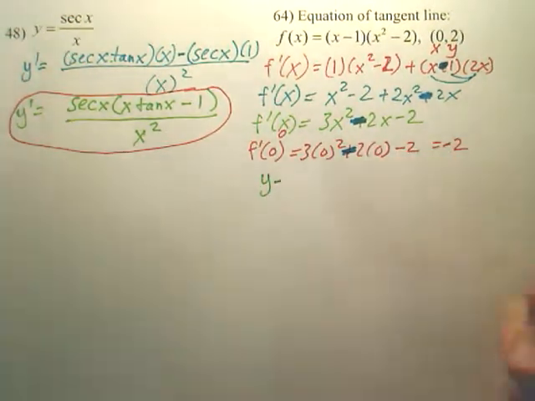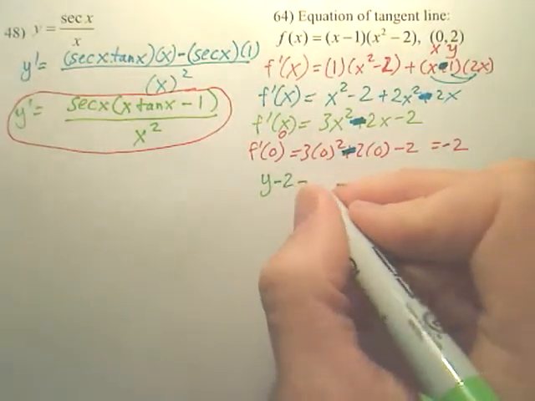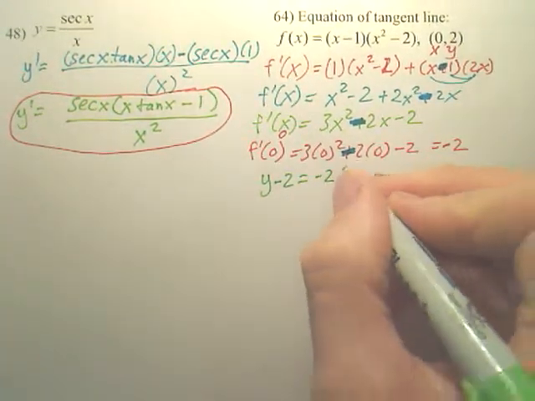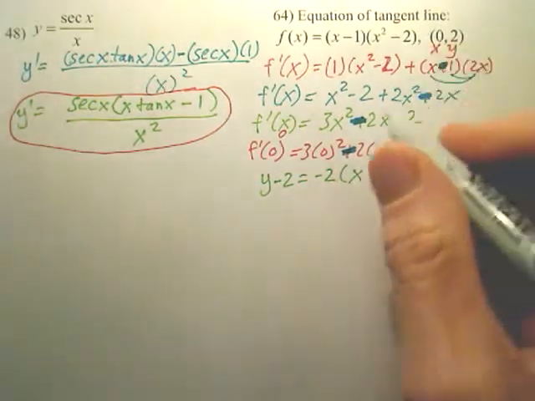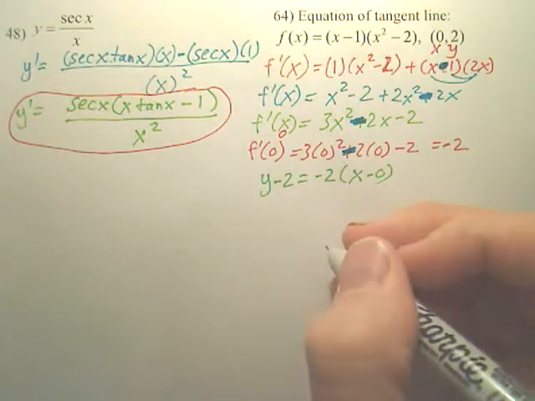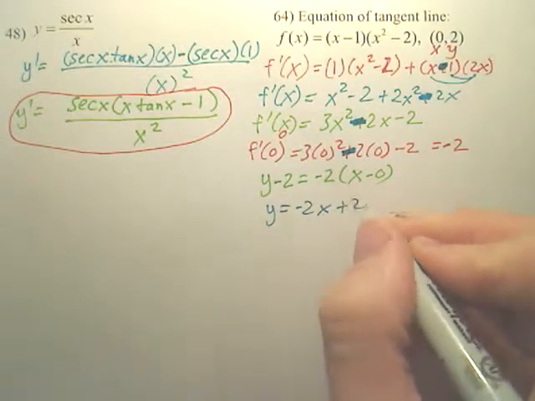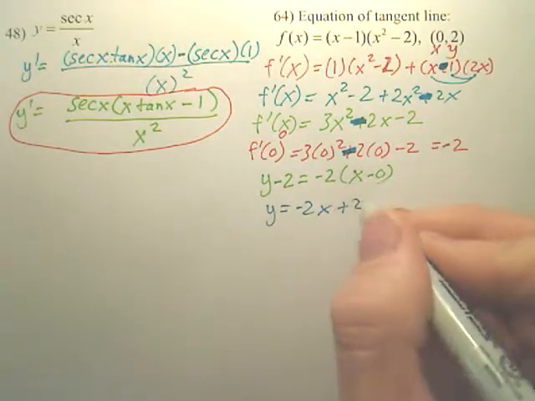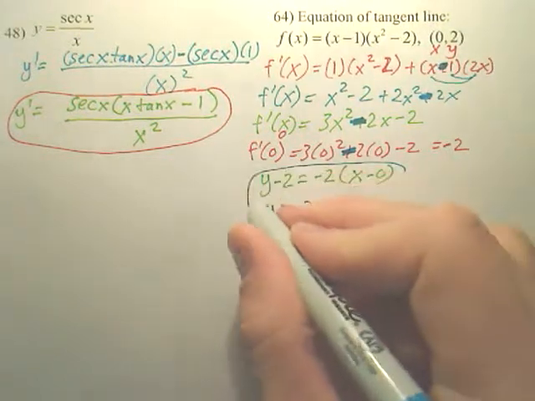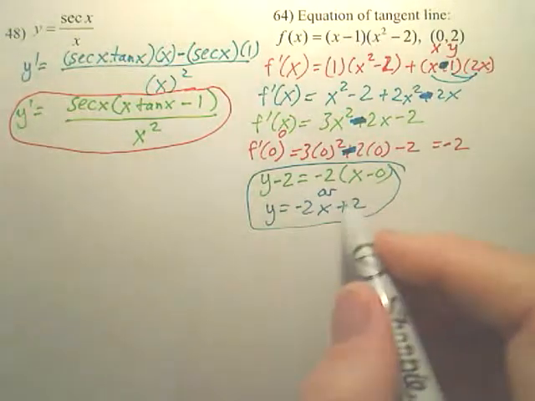Now the equation of the tangent line would be y minus 2 equals the slope, which is negative 2, times x minus 0. Which you could actually leave it that way, possibly. Or you could rewrite this one. It could also end up being negative 2x plus 2, because you can move the 2 over and distribute the negative 2. So either of these are possible. Now, there is one more thing. That's the equation of the tangent line.